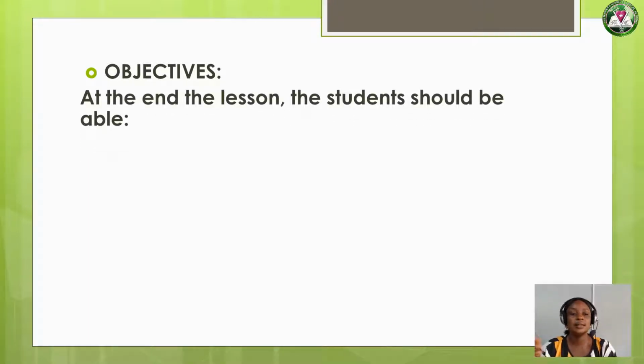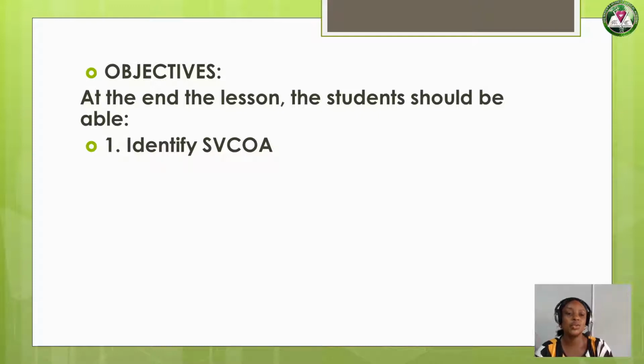Now, what is a sentence? Before we go into what a sentence is actually, it's necessary for us to know the objectives of the lesson. So at the end of this lesson, we're going to have a summary of what a sentence is. I know you've been taught about that, but we'll still have a recap of what a sentence is and probably a few examples. Then you should be able to identify the sentence elements known as SVCOA.